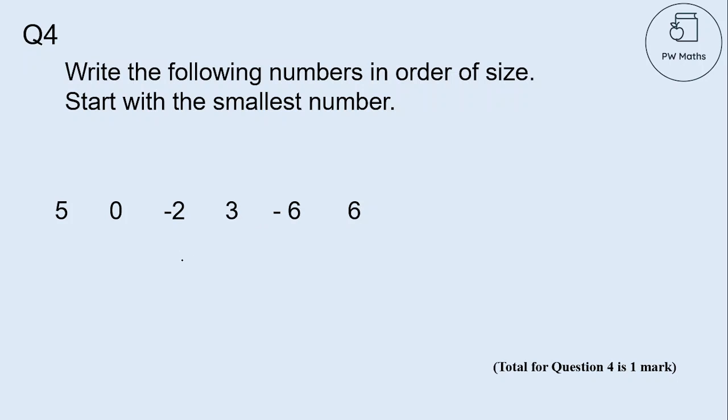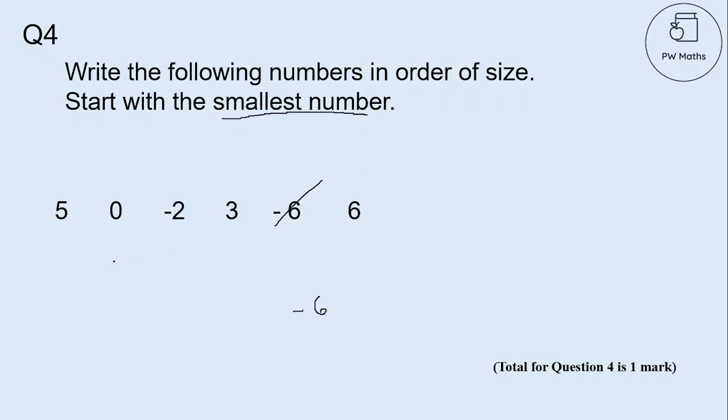Sometimes I see students getting a little bit mixed up with this -2 and this -6, which one's going to be smaller, because 6 is normally bigger than 2, but in this case where it's negative, this -6 is actually going to be the smaller number. So smallest number, because that's what the question has asked me to order it into, is going to be -6.